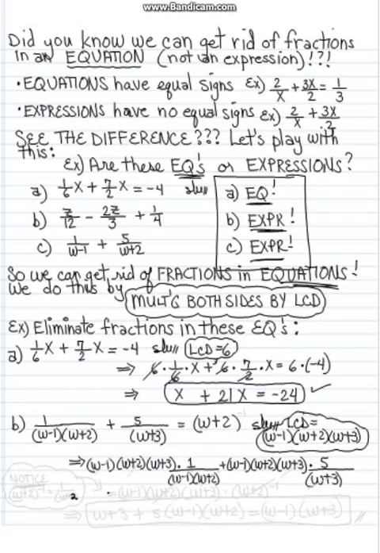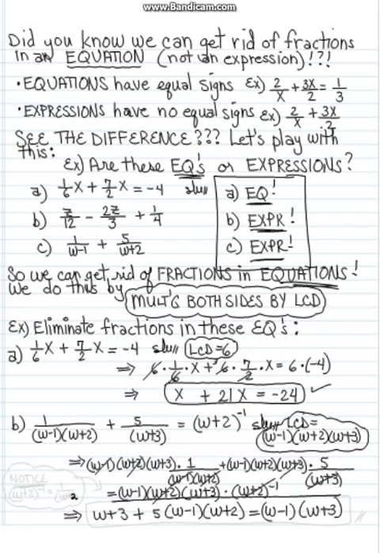See, I rewrote the right side as the LCD times w plus 2 to the -1 power. That's 1 over w plus 2. That's the same thing. Okay, so when we cancel the common denominators on the bottom and top, we end up with w plus 3 plus 5 times w minus 1 times w plus 2 equals w minus 1 times w plus 3.